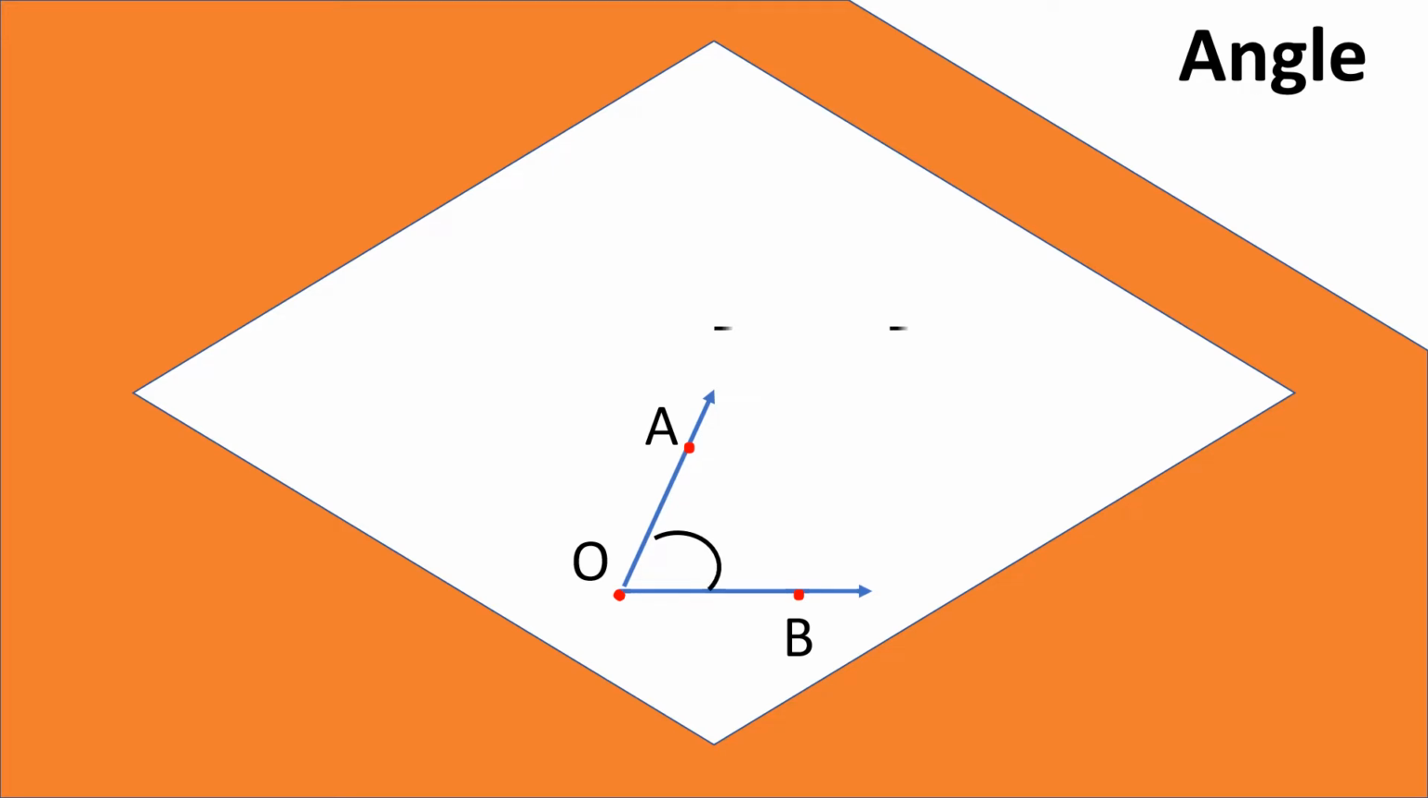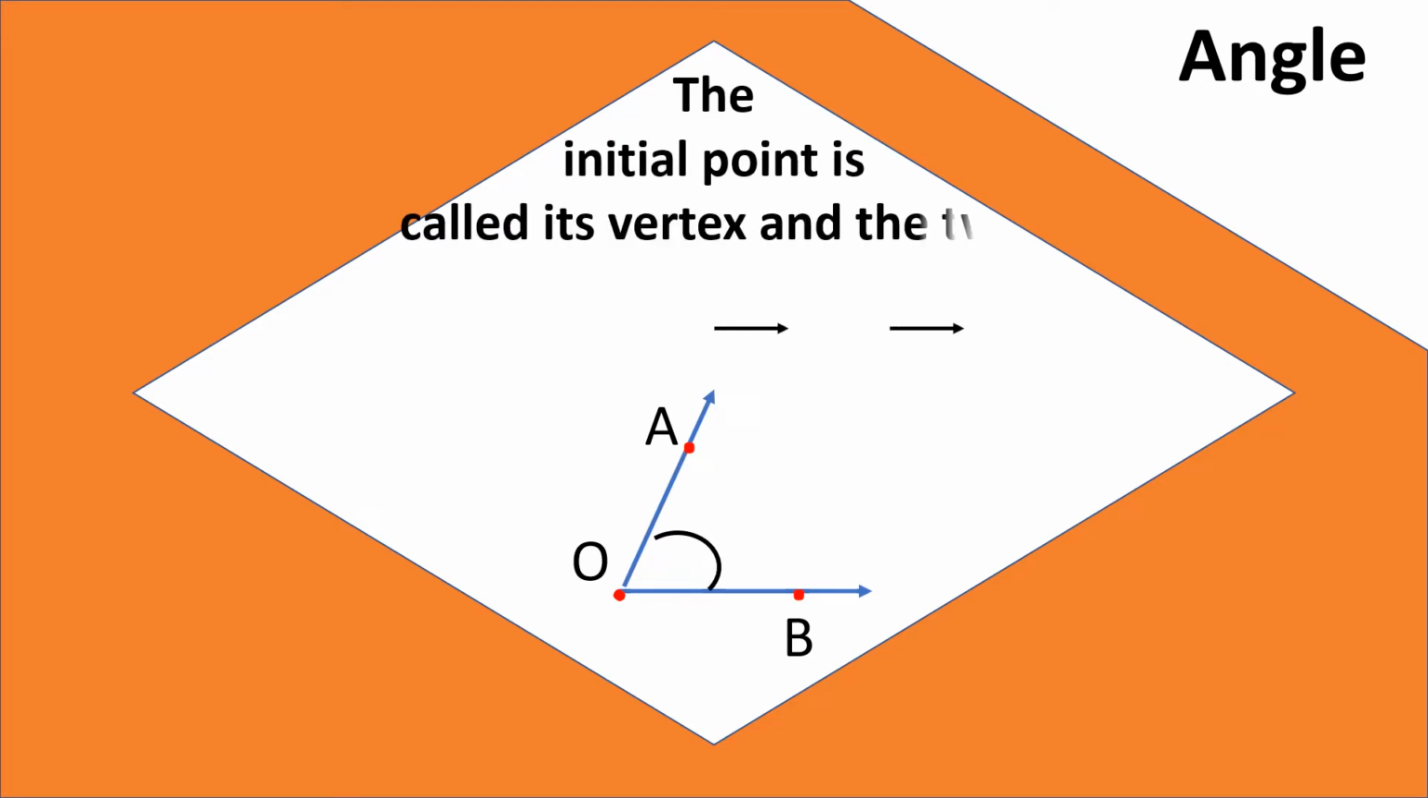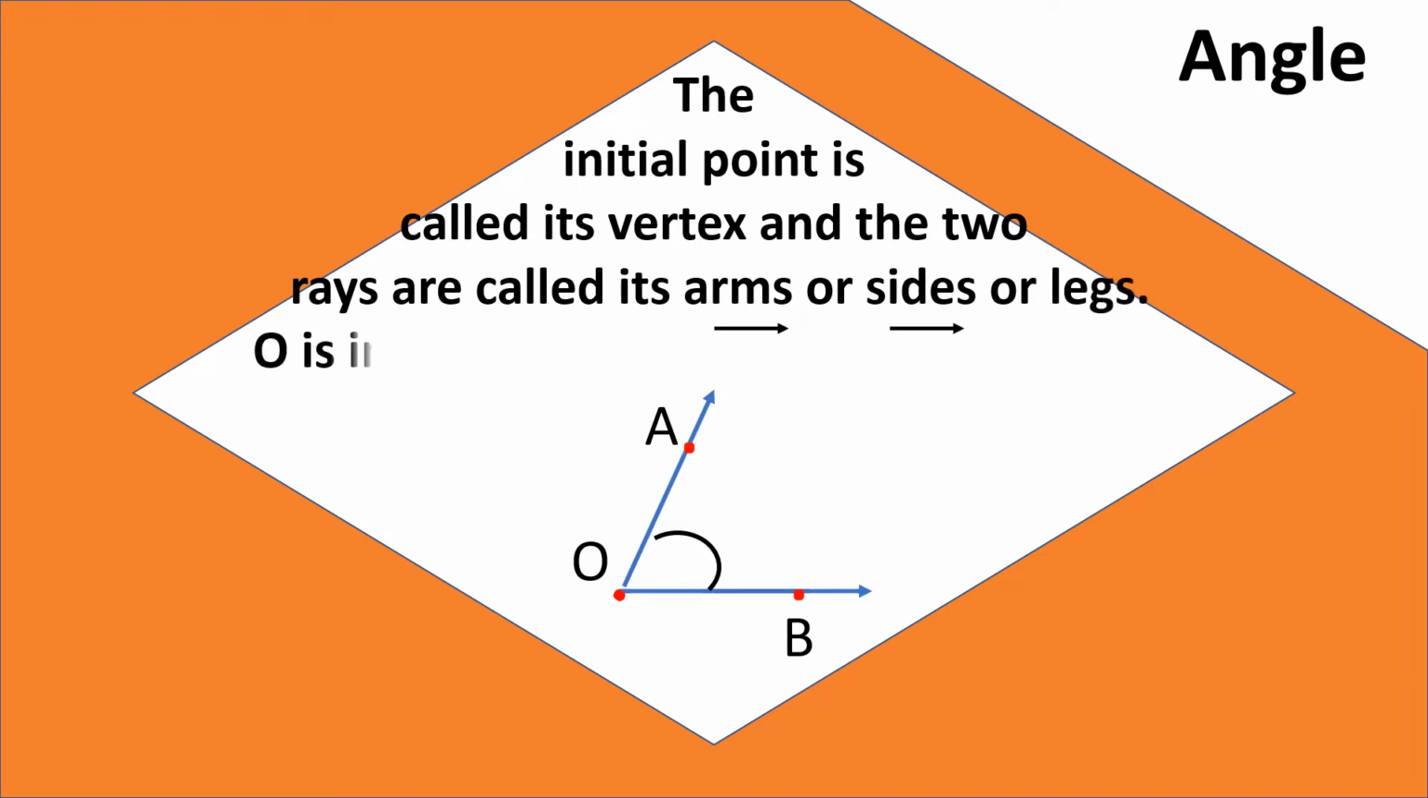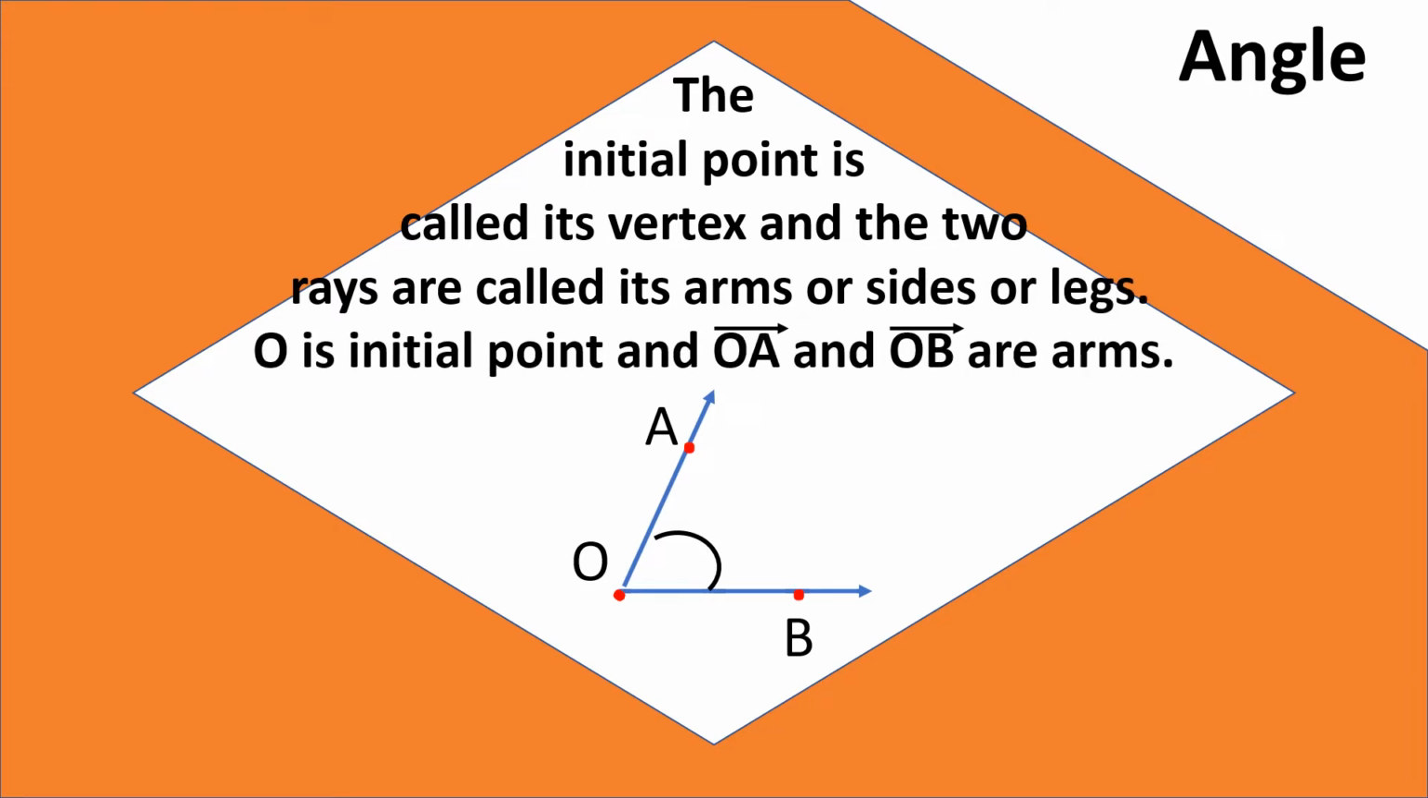Now this common point O, which is also called an initial point, is its vertex, and the two rays OA and OB are called arms of an angle, or we can say they are legs of an angle or sides of an angle, etc.